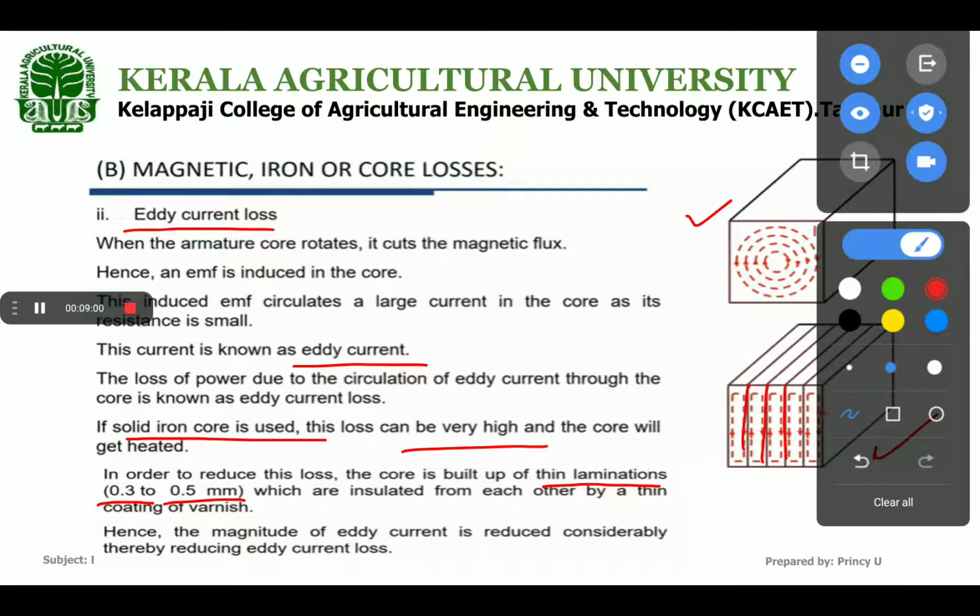And to reduce hysteresis loss, we know that we use different types of materials which have less hysteresis loss. Instead of cast iron, we use cast steel to reduce hysteresis losses. And to reduce eddy current losses, we laminate the core.